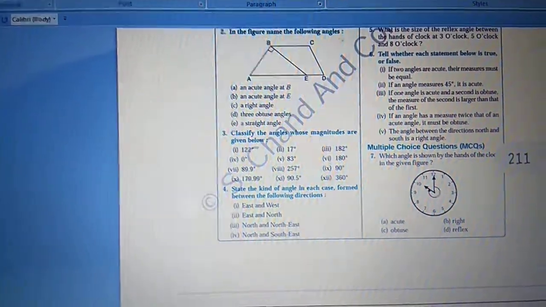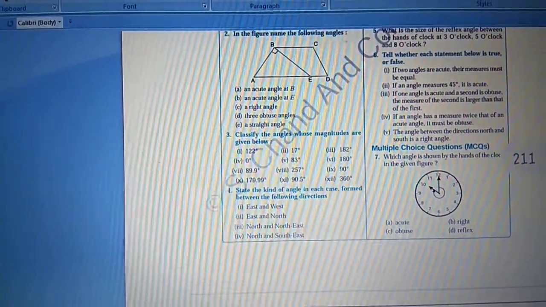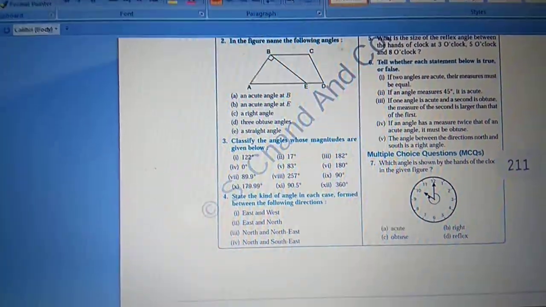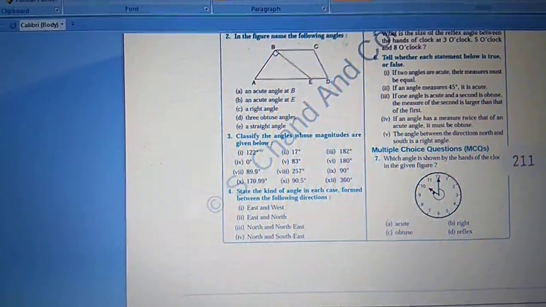If an angle has a measure twice that of an angle, it must be obtuse. So you can take an example and find it out, and the last one is left for you all. This question number 6 you will solve in the book. Questions number 3, 6, 2, 1, 4 you can all solve in the book. Only question number 5 you need to do in the notebook.